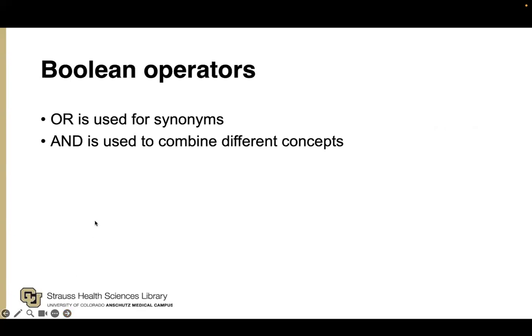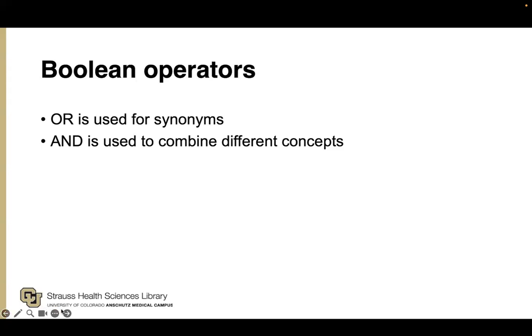Before we fully dive in, the other piece of information I want to share with you is the idea of Boolean operators. So Boolean operators are the words that we use to connect search terms together. The two main Boolean operators that I recommend using are OR and AND. OR is used for synonyms, so words that are talking about the same concept. And then AND is used to combine different concepts together.